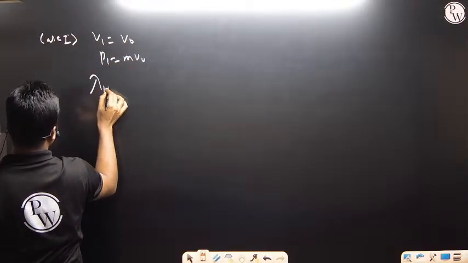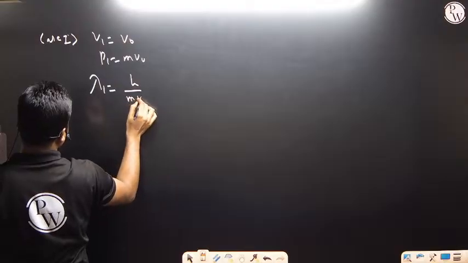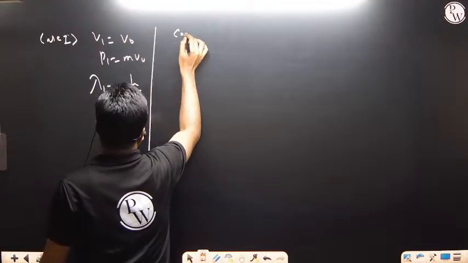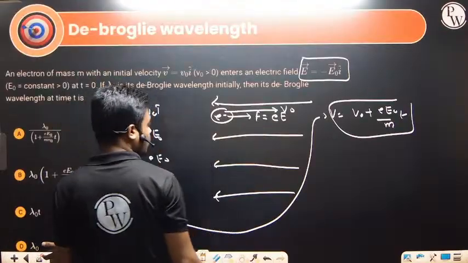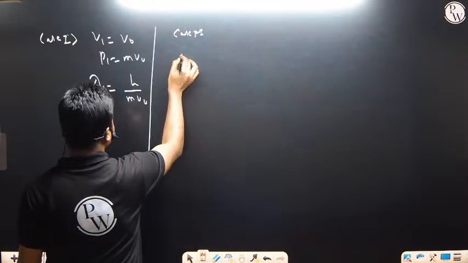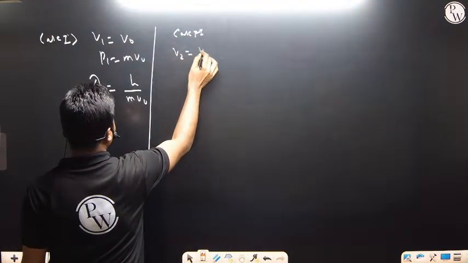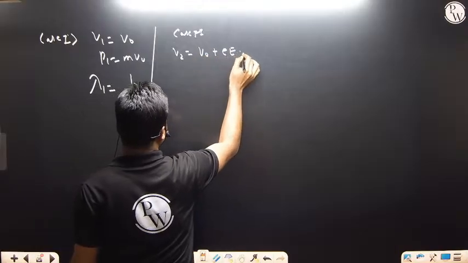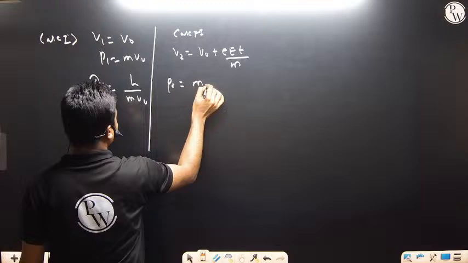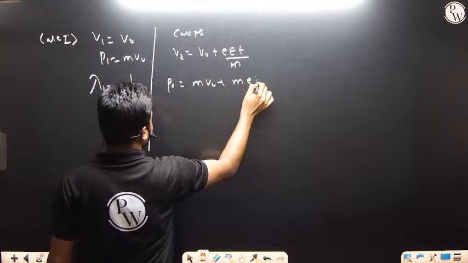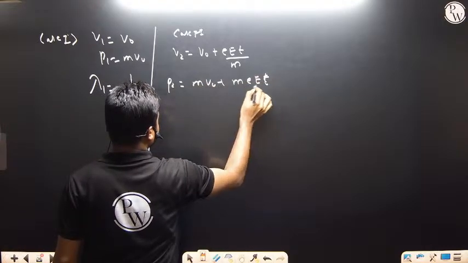What is lambda 1? h divided by m v naught. Case 2. Now the velocity after some time t has been changed, and what is the velocity now? The velocity is no longer the same. That is, the velocity v2 I'll be writing as v naught plus E t divided by m. So what is p2? p2 is m v naught plus m E t divided by m.